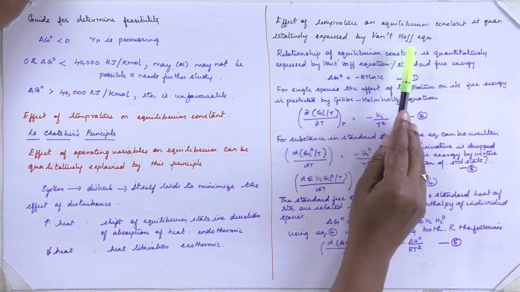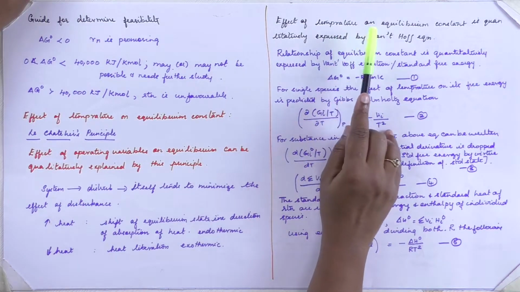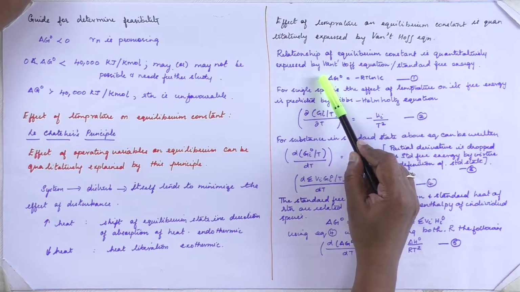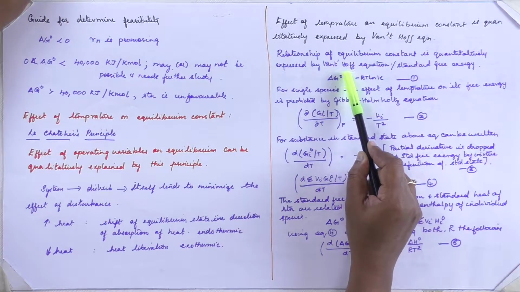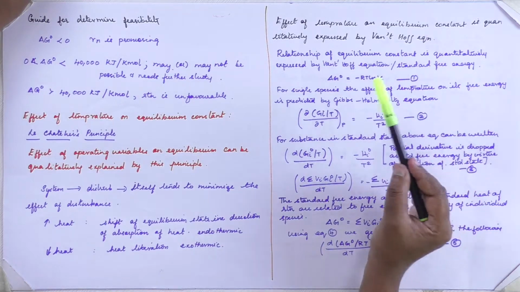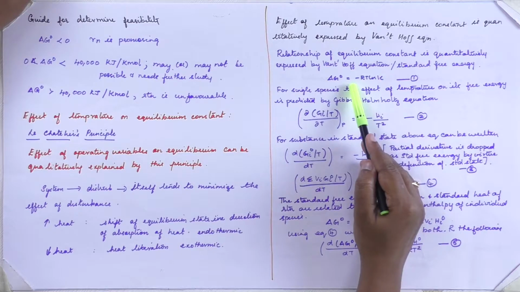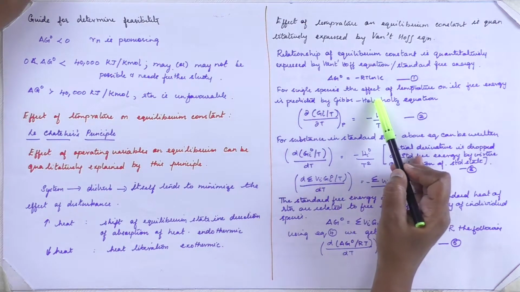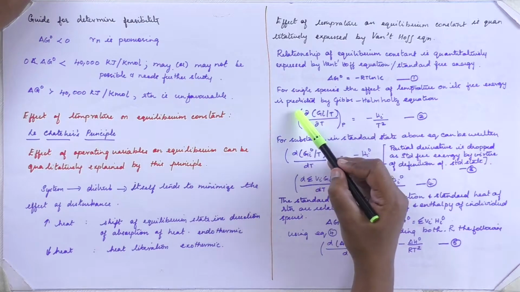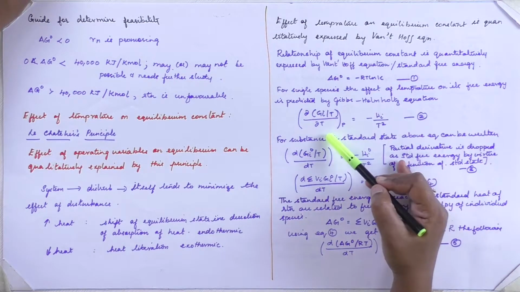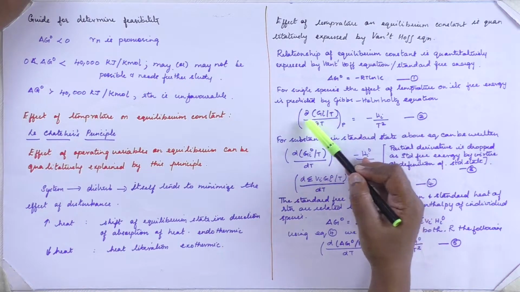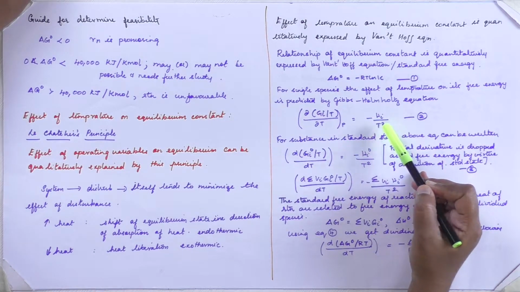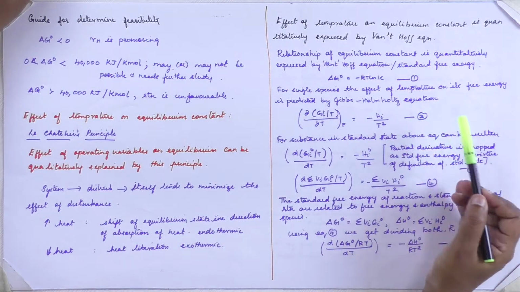Now, we will derive the Van 't Hoff equation, which explains the effect of temperature on the equilibrium constant. The relationship of the equilibrium constant is qualitatively expressed by the equation called the Van 't Hoff equation or the standard free energy equation, which is given by del G naught is equal to minus RT ln K. This is equation 1. For a single species, the effect of temperature on its free energy is predicted by the Gibbs-Helmholtz equation, which is given by dou (Gi by T) divided by dou T at constant P is equal to minus Hi divided by T squared, and this is equation 2.